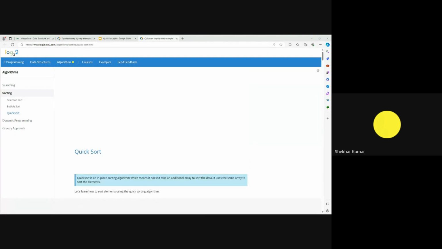Is it visible? Yes, sir. Quicksort. Okay.